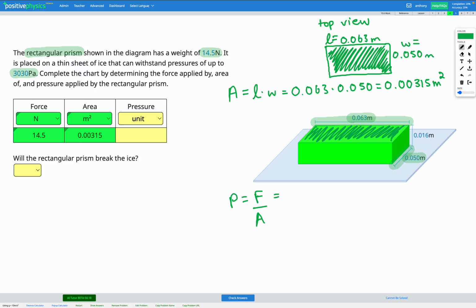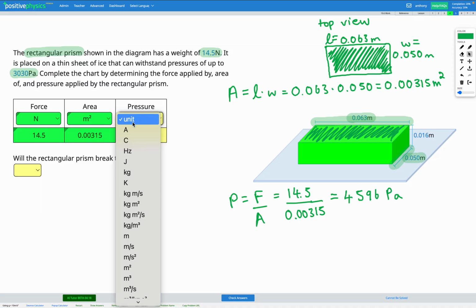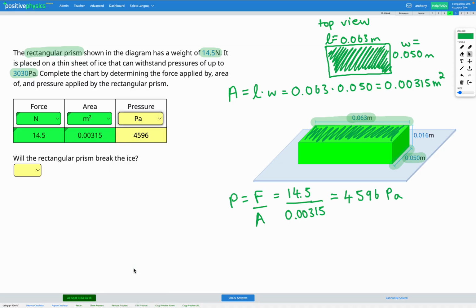So our force is 14.5 newtons, that's the weight, divided by our surface area touching the ice, which we calculated was 0.00315 meters squared. If we put that into our calculator, we're going to get a pressure of 4,596 pascals. So let's go ahead and fill that in our answer box here. Awesome. So we've calculated our pressure.